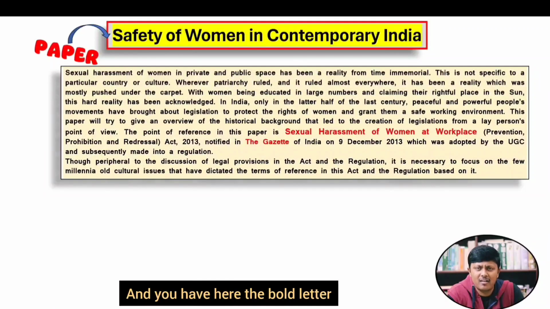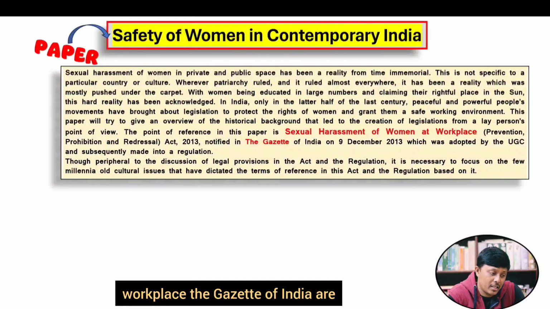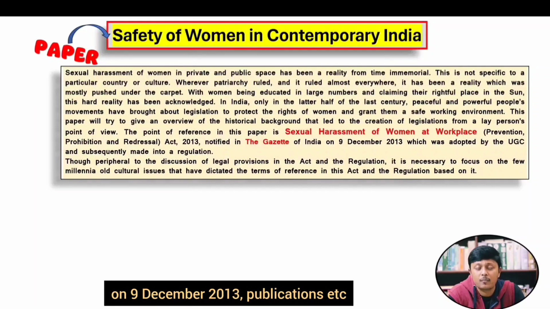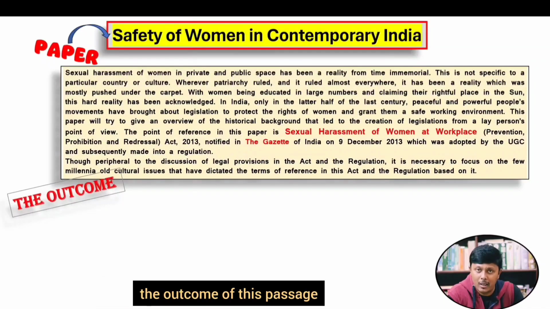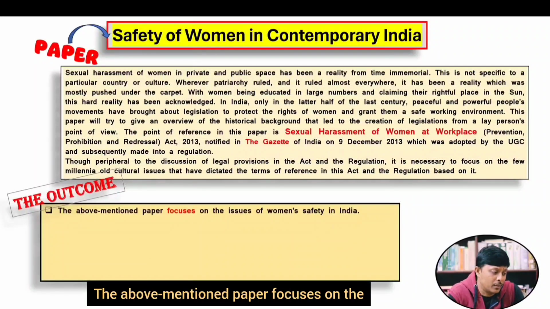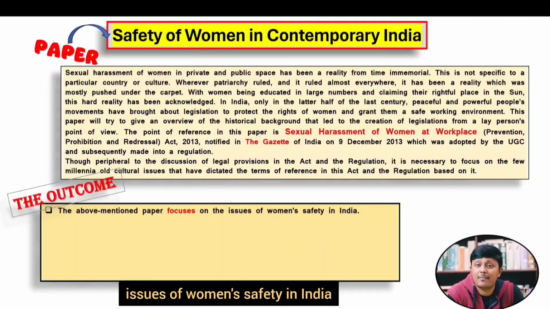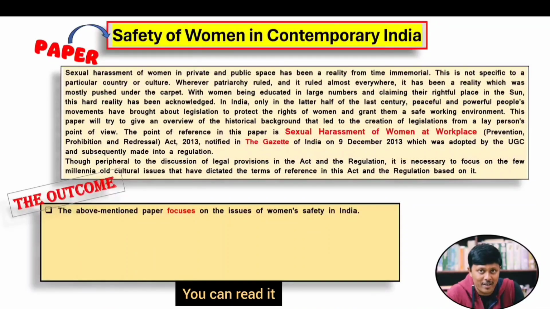And you have here in bold letters Sexual Harassment of Women at Workplace, the Gazette of India, 9 December 2013, publications, etc. So this is the passage, and now we look at the outcome. And what is the outcome? The follow-ups are here. The above-mentioned paper focuses on the issues of women's safety in India. Now, you can follow after reading, because I didn't read the complete passage. You can read it and then follow what the outcomes are.